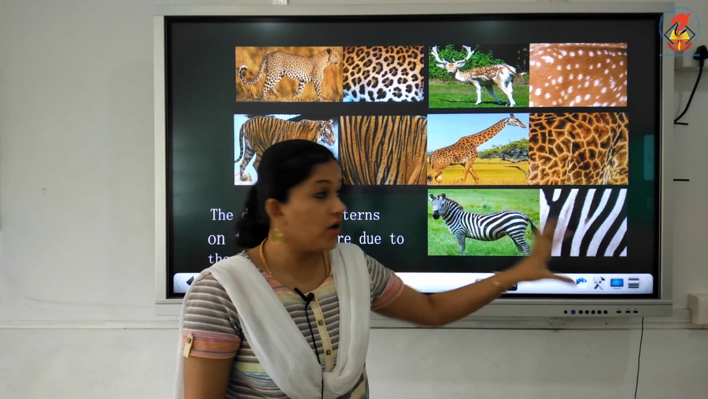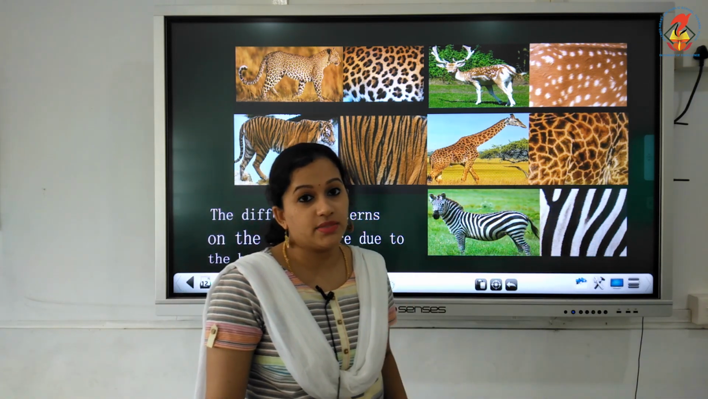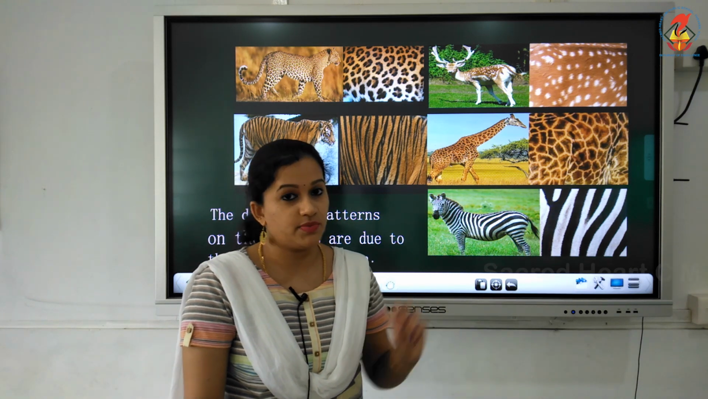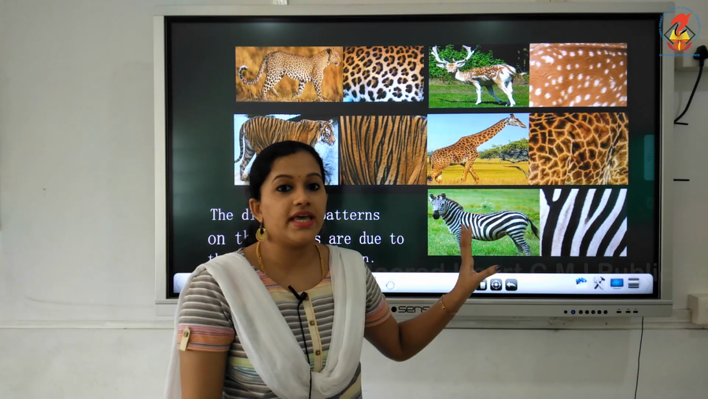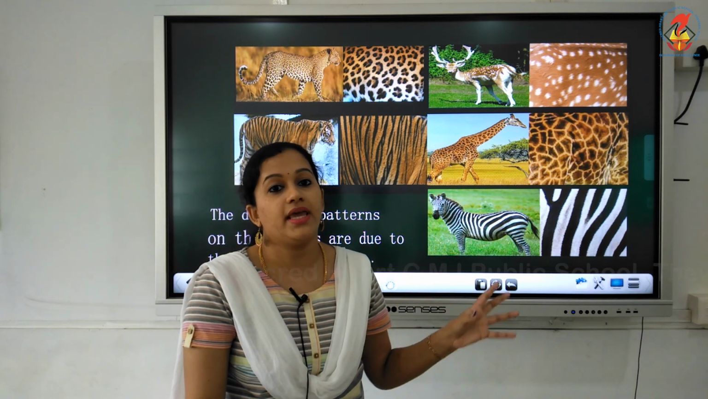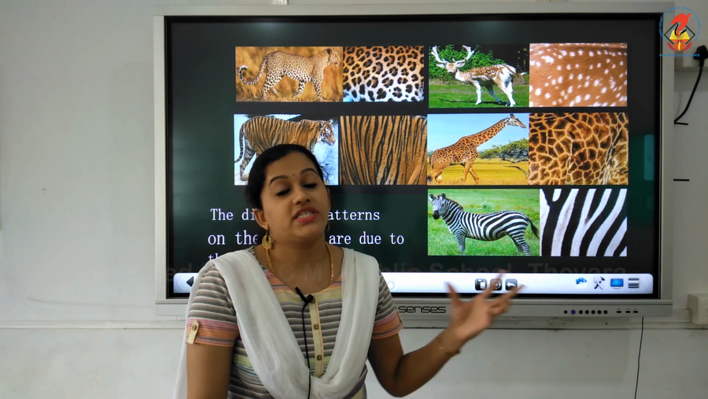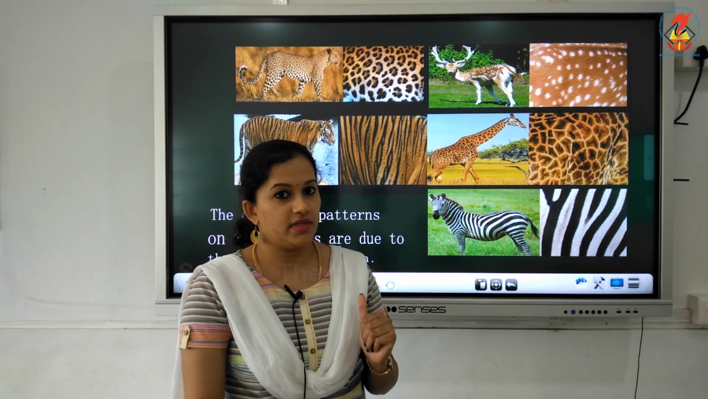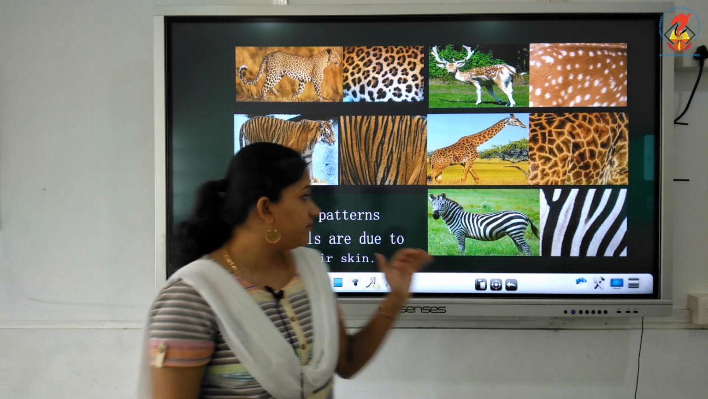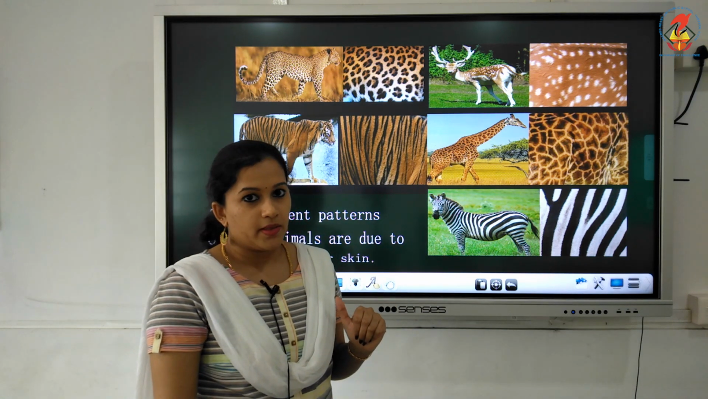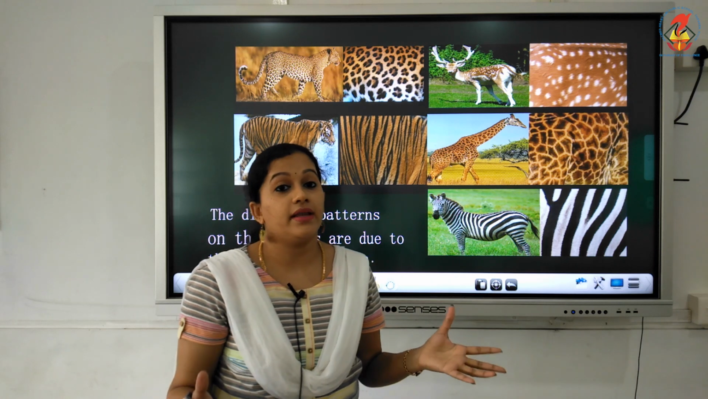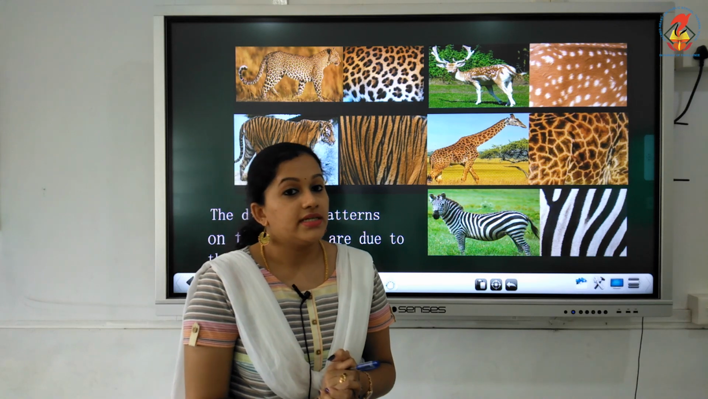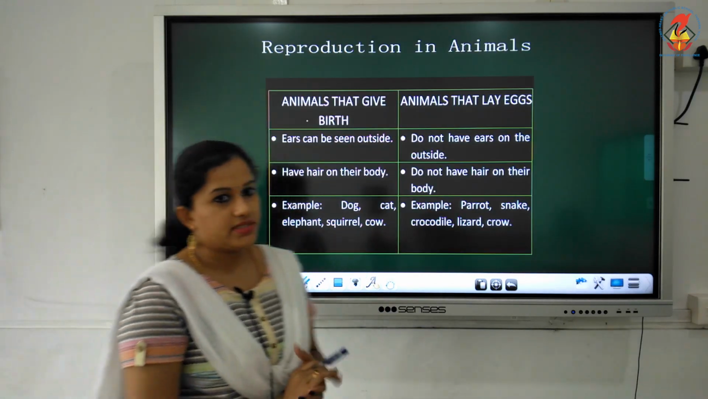Isn't it? Just by looking at these patterns, we can identify the animal. That's because of the hair that is present on their skin. If you remove the hair, there won't be any patterns. We cannot recognize which animal it is. So the patterns on the skin are due to the hair on the animal's body, and we can recognize the animals by the patterns on their skin. If you remove the hair, all the animals might look alike. Got it, children?